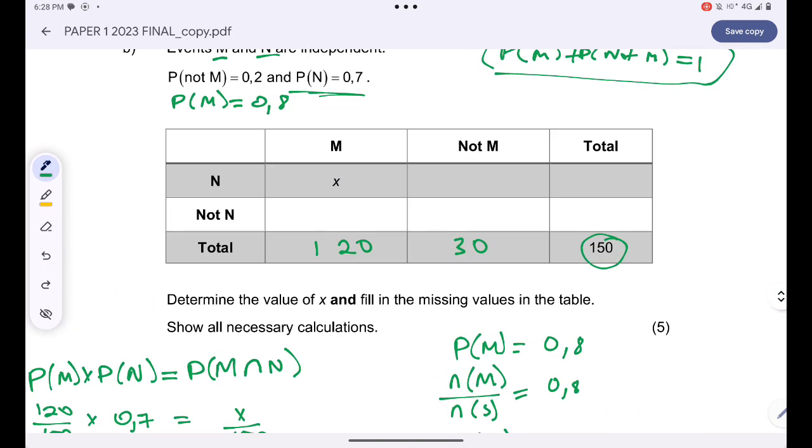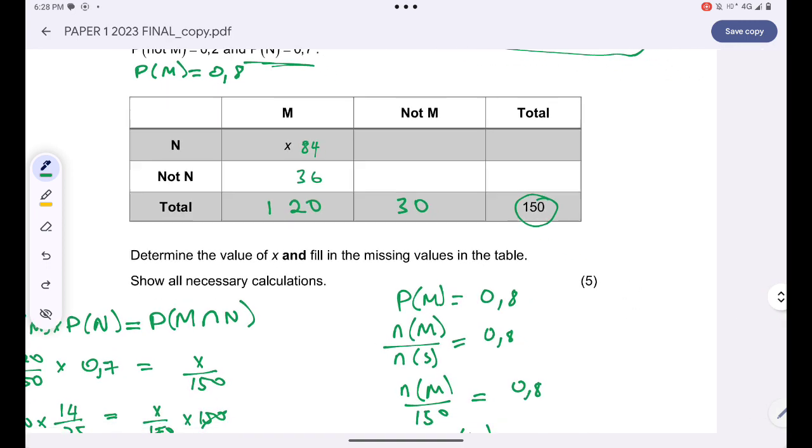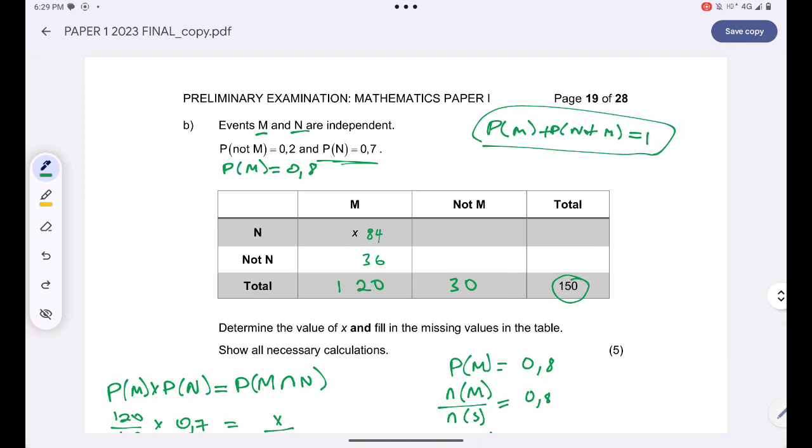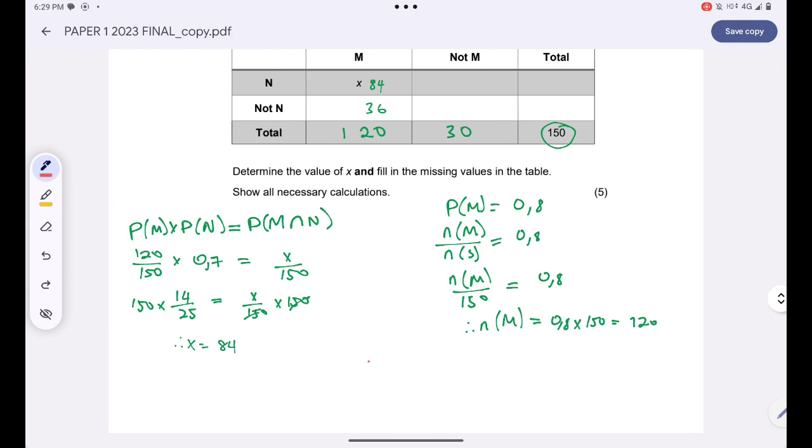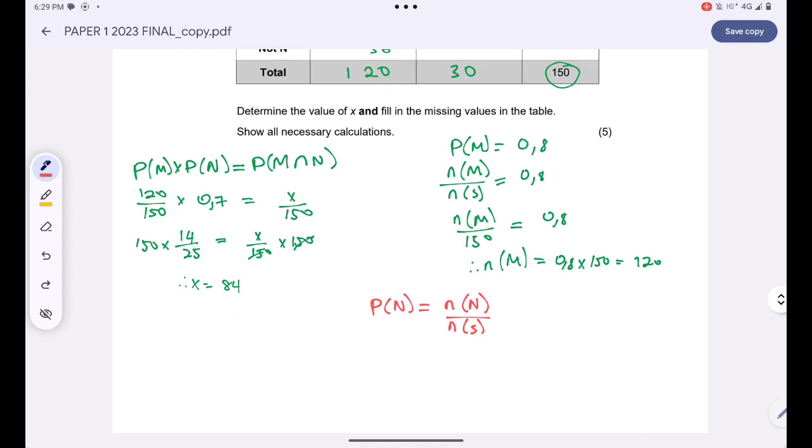So I now know that, okay, I have 84 over there. That means for not N, I'll simply say 120 minus 84, and then I'll simply have 36. Remember that, guys, I was given the probability of N, né? The probability of N is 0.7. So I can simply say the probability of N is basically equal to the number of elements in event N divided by the total number in the sample space.